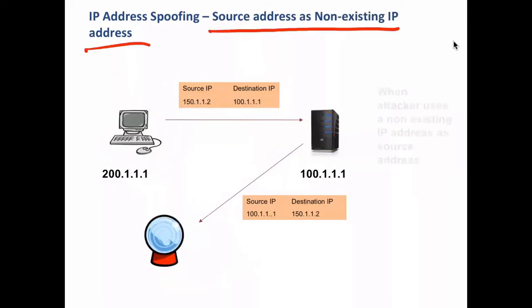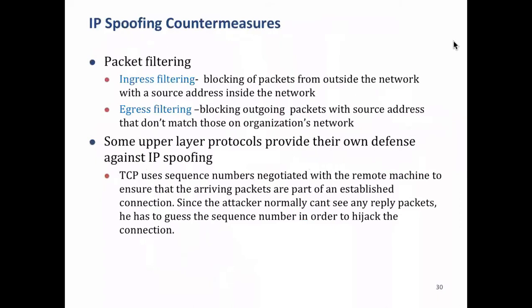Similarly, if you give a non-existent IP address, the message may be lost. It may go nowhere. And the way to defend is packet filtering. All intelligent switches have packet filtering, will see the source IP address and check that the source IP address is correct.